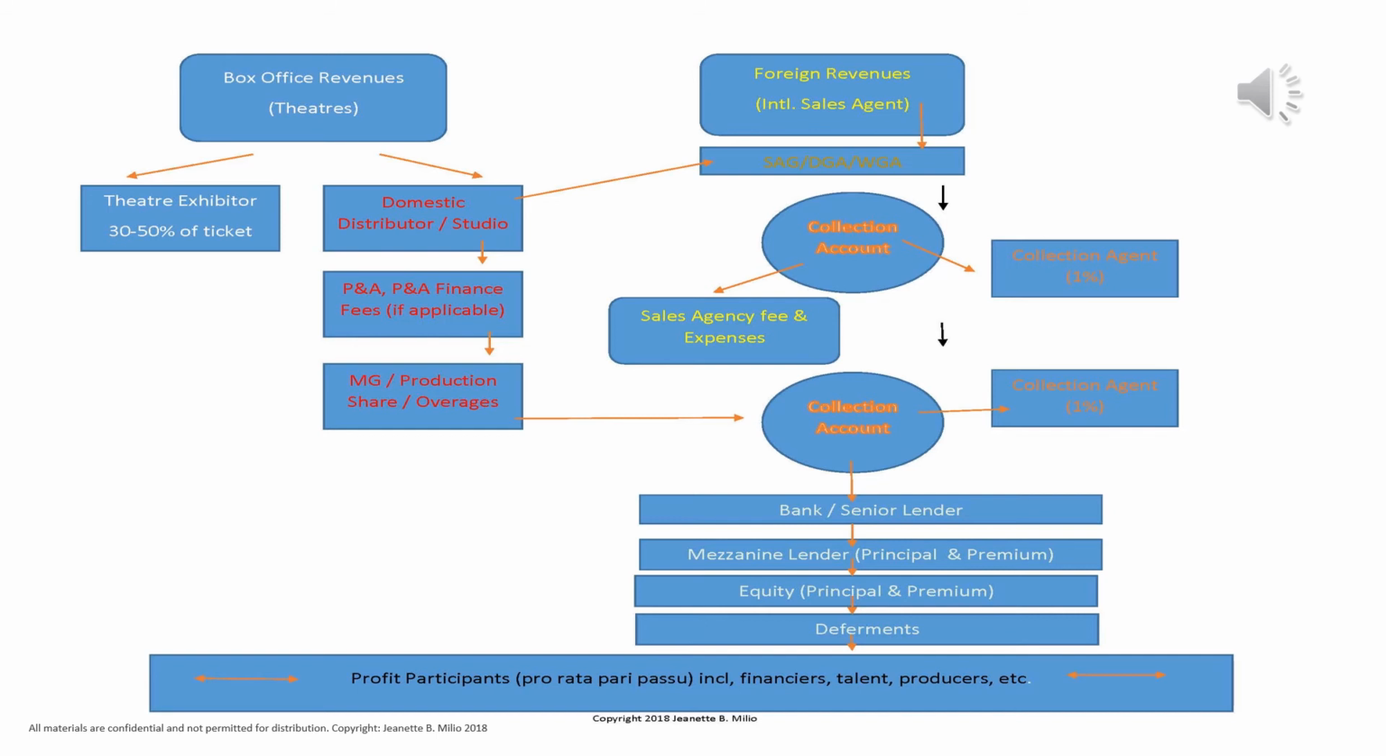The mezzanine lender will recoup after the bank has recouped, and in this case, after all the other people, the sales agent, the collection agent, and SAG, of course. The equity lender will come after the mezzanine lender, and deferments will come after the equity, unless they have been agreed to come before the equity, which is a possibility. And the last portion in the waterfall here is going to be your profit participation, which is going to happen to everyone equally. It's subject to the percentage that was agreed.